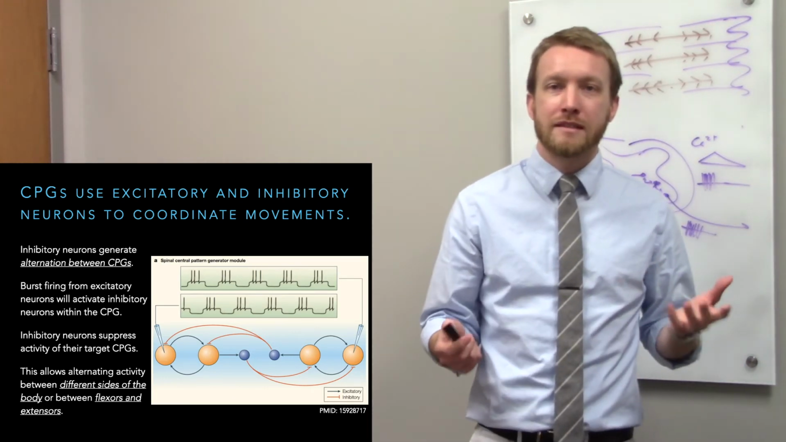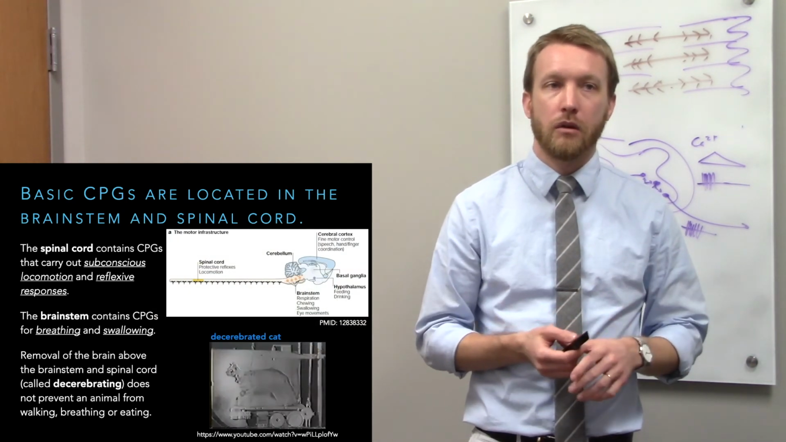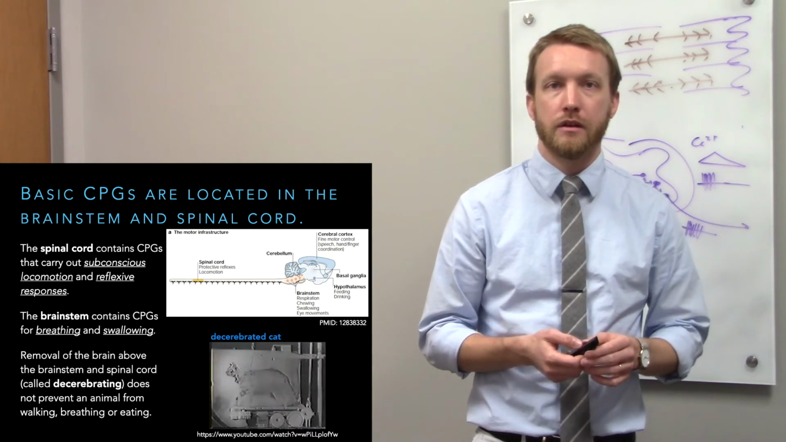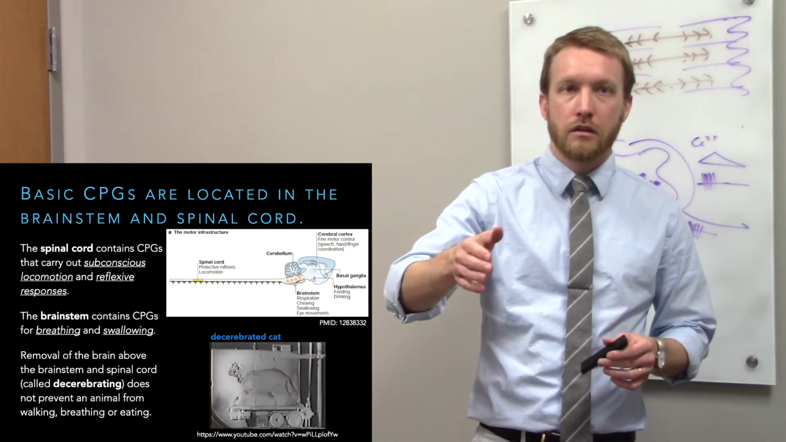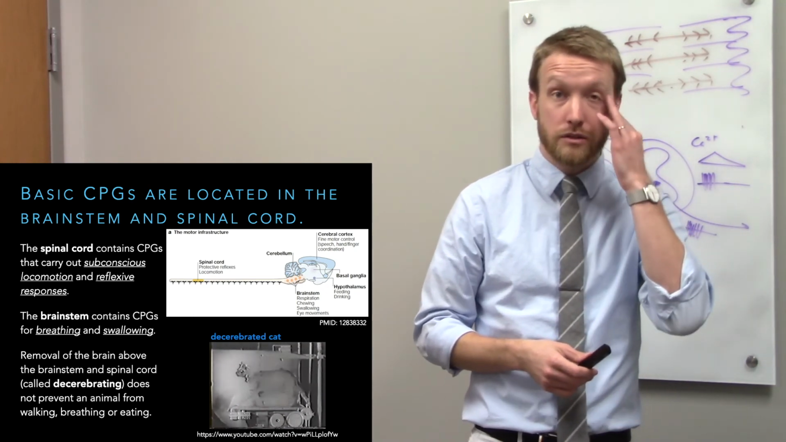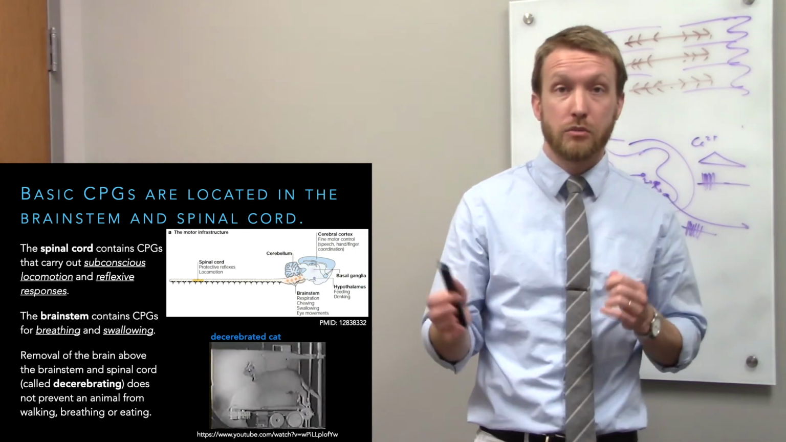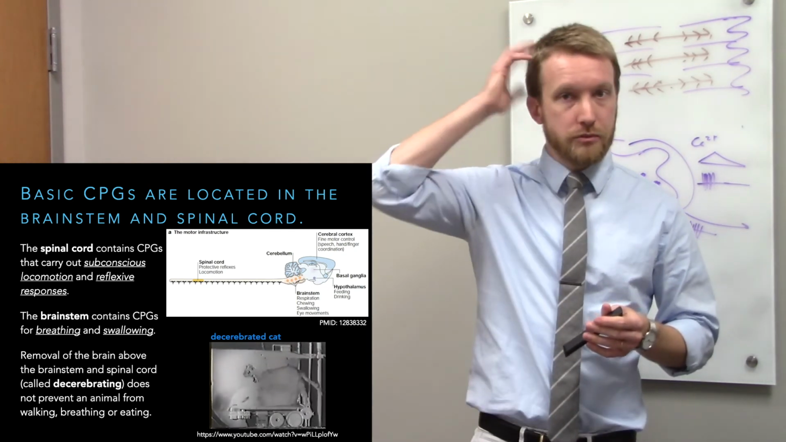So a lot of our movement is actually on autopilot, believe it or not. And I think this is best illustrated by watching this classic movie here of a decerebrate cat. What they did was cut and remove the cortex. So they cut above the brainstem and the spinal cord. So we have midbrain intact, pons, medulla, spinal cord. But the cerebrum's all gone.